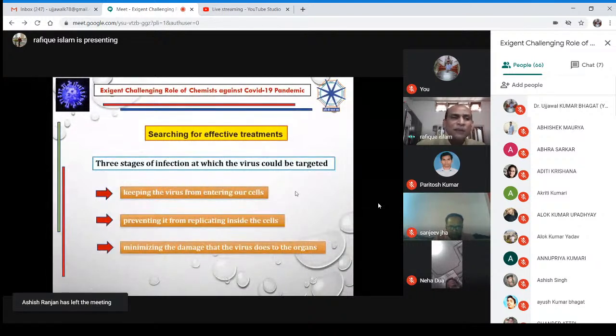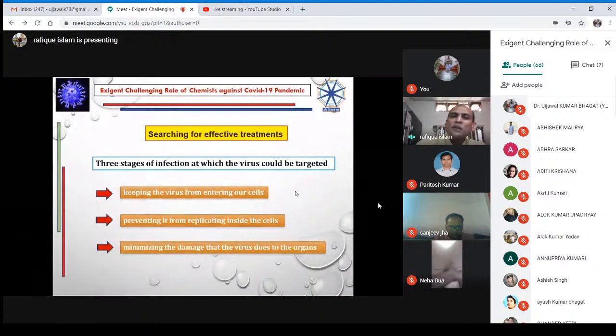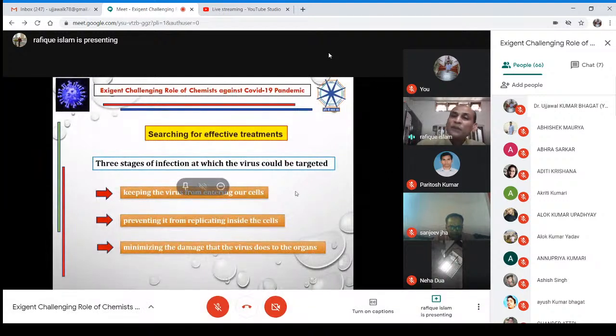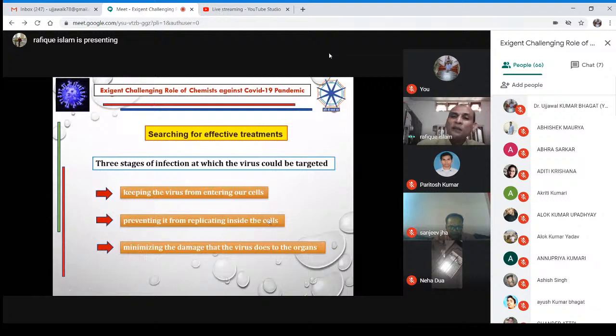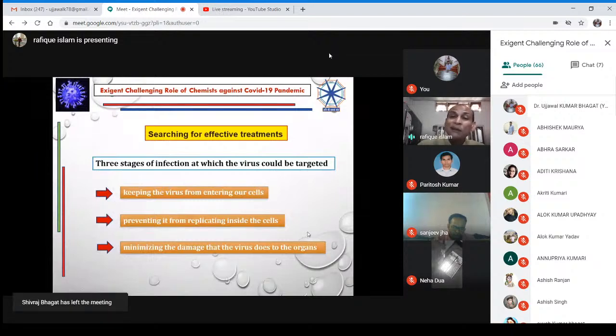For effective treatments, there are three things we need to target. First thing is keeping the virus away from entering our cells. This is the first target. Second target is, if somehow it enters into the cell, then we prevent replication so that it cannot spread and cannot grow much more. And third, we have to minimize the attack of the virus on other organs. That means there are no effects on the other organs. So these are the three things we have to target whenever we think about a drug.